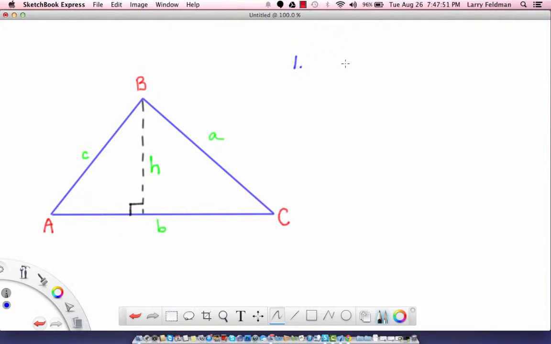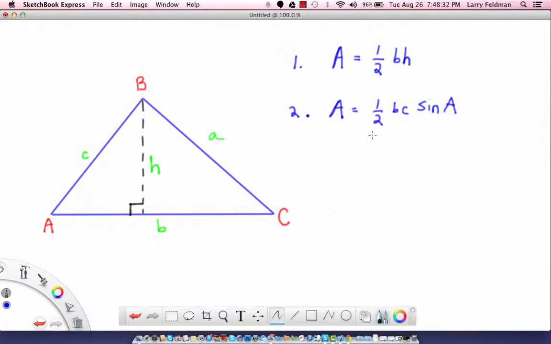The first way is the formula that most of you are probably already familiar with, which is area equals 1/2 base times height. Fairly straightforward. The second method is a formula like this: area equals 1/2 BC times the sine of angle A.